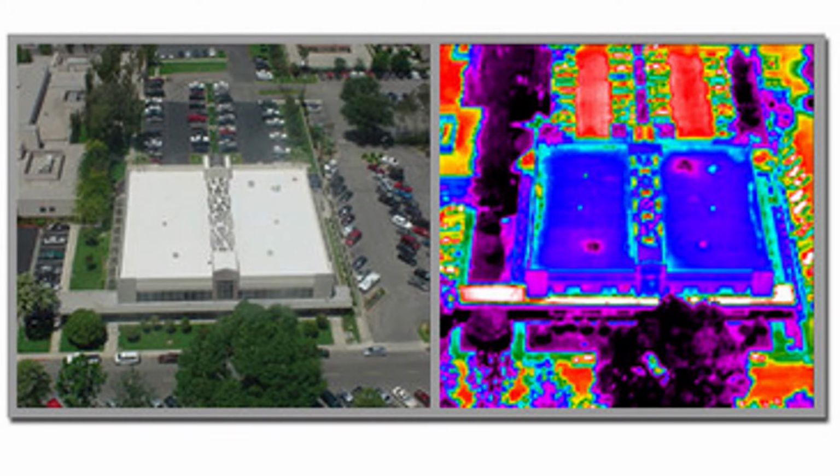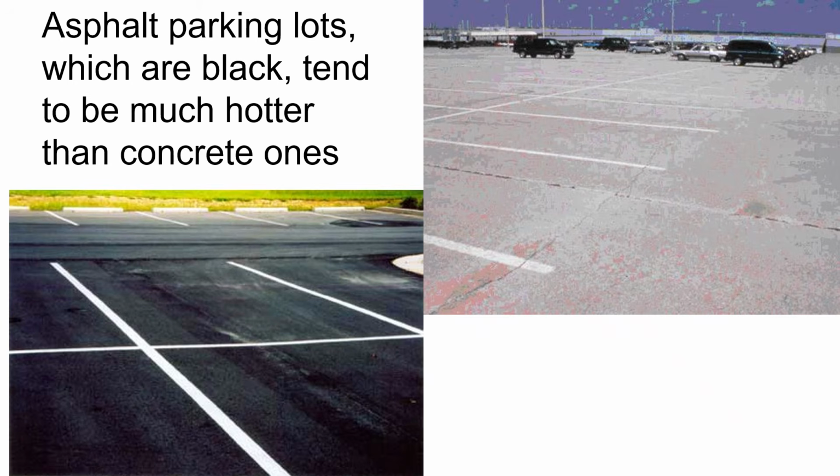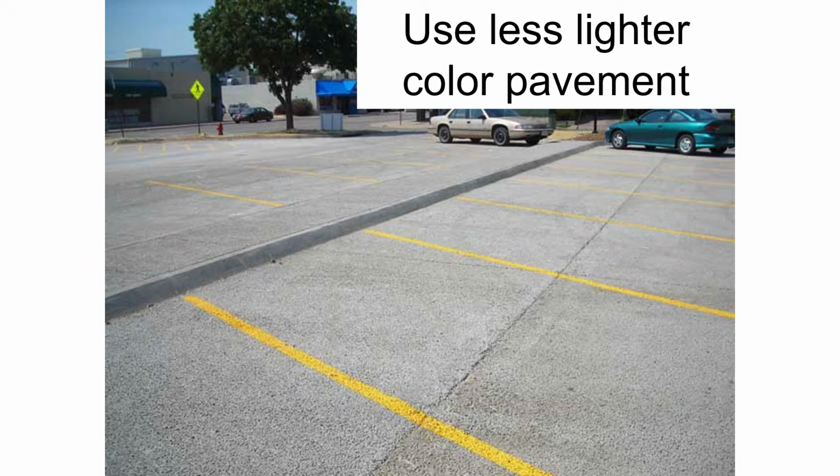Here you can see a building that was coated in that new cool material, and it comes up pretty blue. It's a low temperature. Notice the black parking lot comes up very hot. On that note, asphalt parking lots are a lot hotter than concrete ones. So if you can use more concrete, you can help keep the temperatures of the city down.